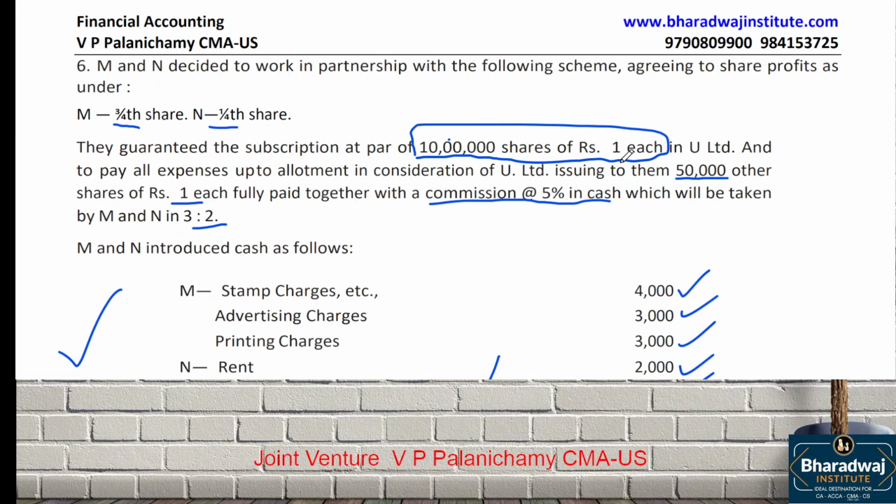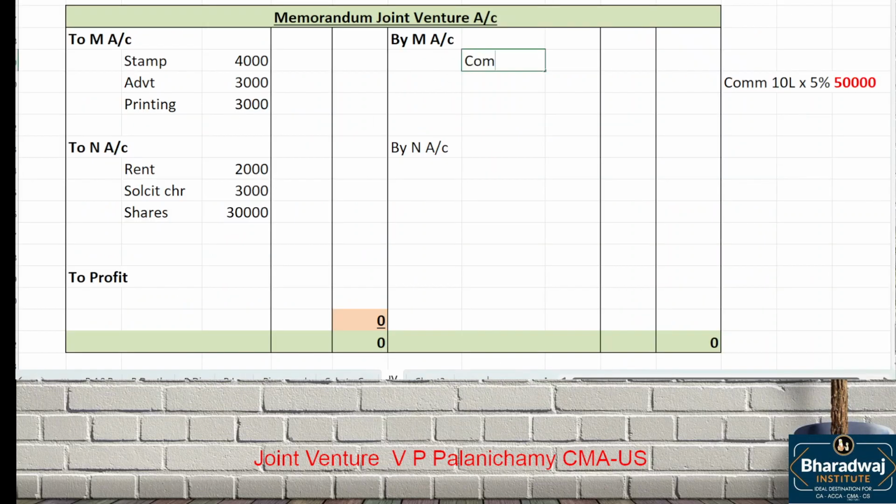And this commission was taken by which partners? M and N in which ratio? 3:2 ratio. M took the commission 3 by 5. 3 by 5 of 50,000 comes to how much? He collected 30,000. This is not commission payable, it is commission earned and collected. N collected 2 by 5 of the commission income. How much will it be? 20,000.